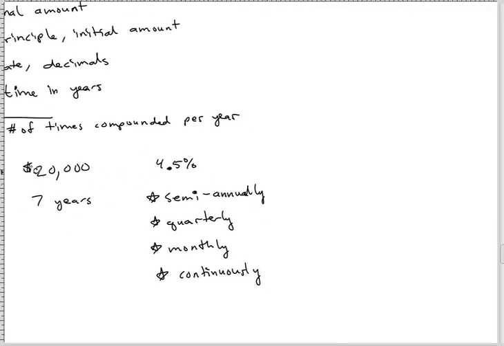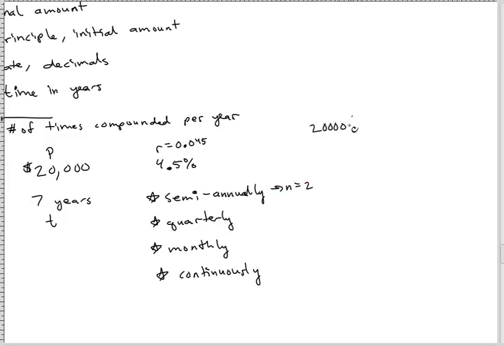So let's put all this stuff together. My principal is $20,000. My time is 7 years, and my rate is not 4.5, it's 0.045. It's an important distinction there. You've got to convert your percentages into decimal form. And so semi-annually is when n is equal to 2. And what I'm going to do is put this all into my calculator.